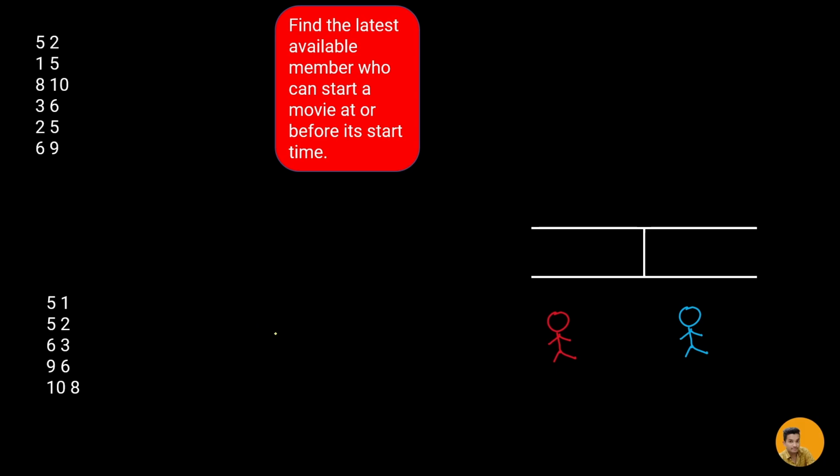Do note from the previous example, this member was ending at 9, and this one was ending at 5. So we pick one. We are going to find the latest available member. This is the latest available member. That means we need to do the sorting.